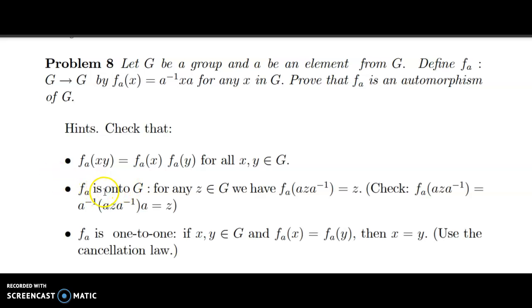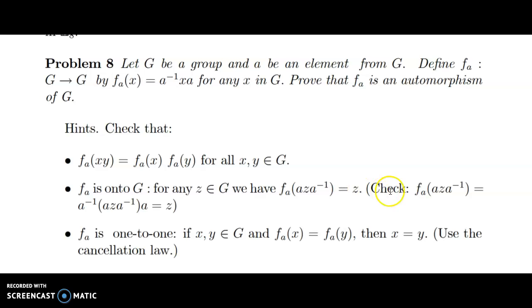To prove that Fa is onto G, we select any Z in G and show that Z is the image of this element, A Z A to the negative 1, under Fa. It's easy to check, just evaluate. You get A to the negative 1, A Z A to the negative 1, A. A disappears, it remains only Z. Like this. So Fa is onto.